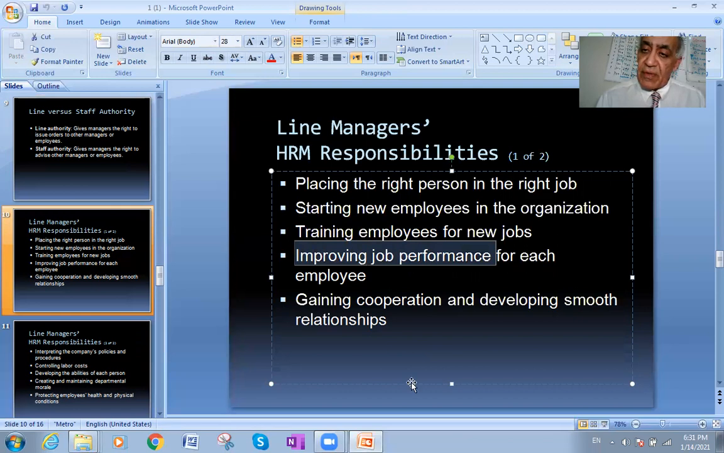Improving job performance. My people who are working with me, I as a line manager have always to improve and train them continuously. Never stop training them.